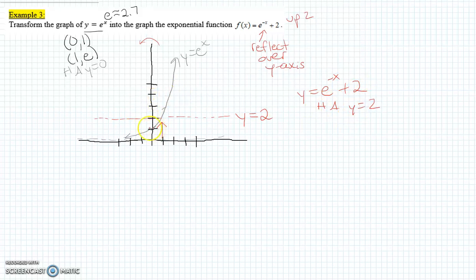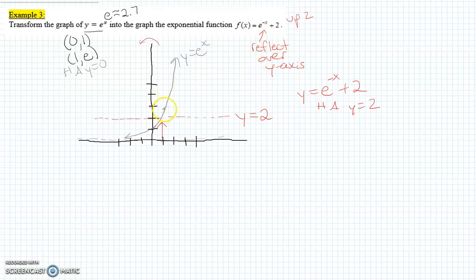Now let's also take the point 0, 1. If we reflect that over the y-axis, it's right on top of the y-axis, so again, it just reflects onto itself. But then shift up 2, you're going to get a point right here. It was at 0, 1, now it's at 0, 3.